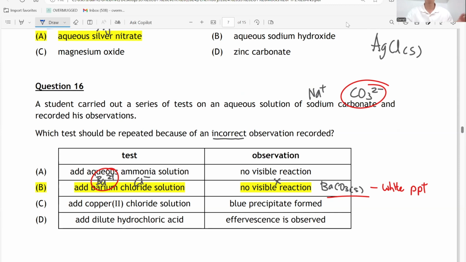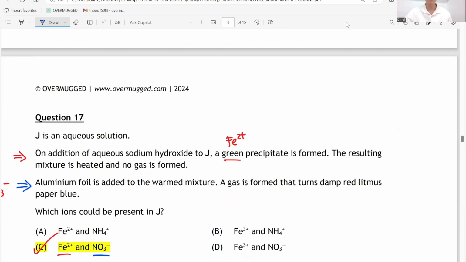So this is a bit more on the QA side of things, but it's still relevant, but I just didn't have time to cover in detail. It's just precipitation, which is why your chapter on salts is very important. Next, I'll move on to question 17.